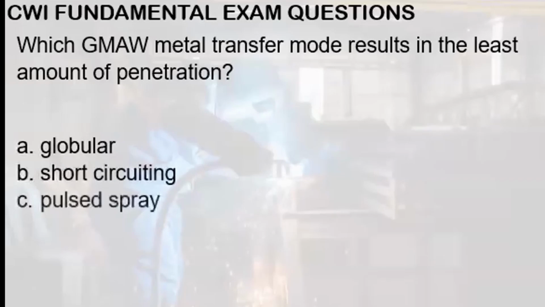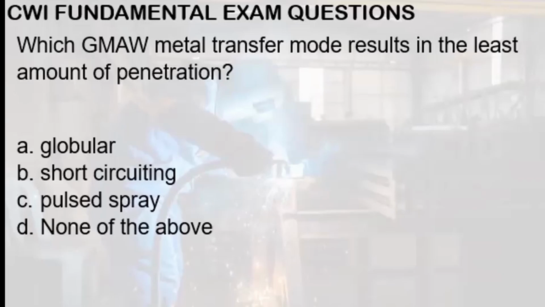Which GMAW metal transfer mode results in the least amount of penetration? A. Globular, B. Short-circuiting, C. Pulse spray, D. None of the above. Globular transfer occurs at a lower voltage and current but at higher levels than short-circuiting. This enables deeper penetration due to the amount of current and heat input. Pulse spray or pulse transfer varies the current during the process, which enables all-position welding because of more control over the weld. It can also be used for thinner metals, which is not applicable for globular or conventional spray transfer, which leaves us to the answer here, short-circuiting.